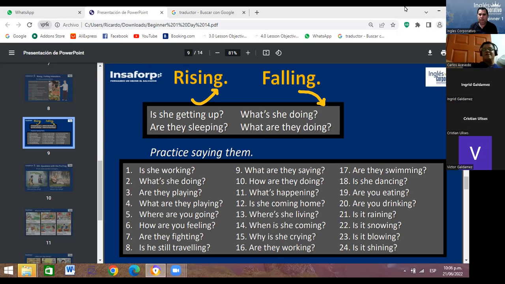Sería Ingrid el 9. Así, ¿verdad? Sí. What are they saying? How are they doing? What's happening? What are they saying? Okay. How are they doing? What's happening? Is she coming home? Where is she living? When is she coming? No, it's okay. Okay. Why is she crying? Are they working?